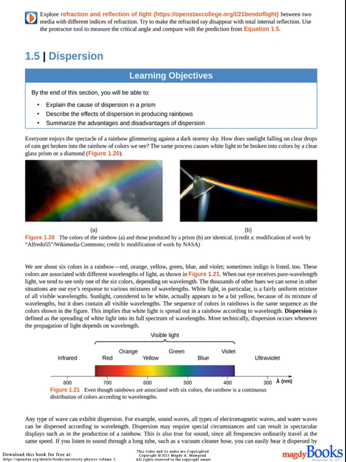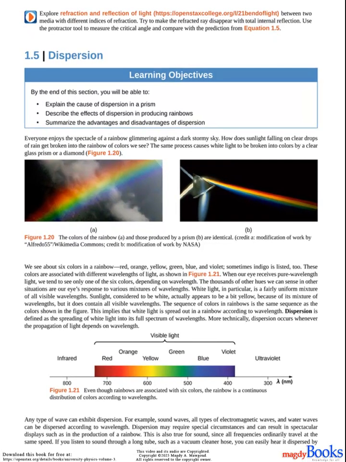Section 1.5, Dispersion. Learning objectives. By the end of this section, you will be able to: 1. Explain the cause of dispersion in a prism. 2. Describe the effects of dispersion in producing rainbows. 3. Summarize the advantages and disadvantages of dispersion.